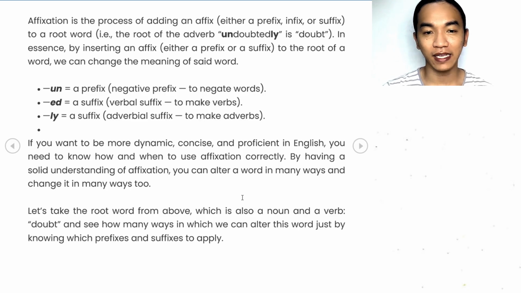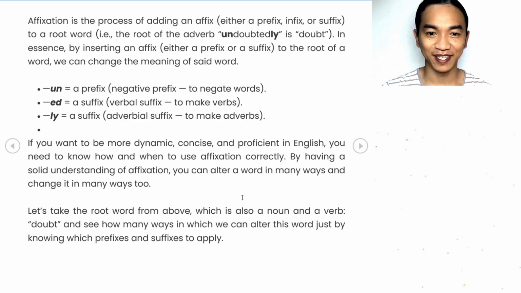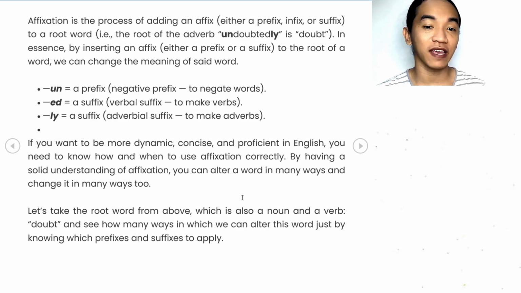Like for examples here, we have un as a prefix. So it's a negative prefix to negate a word, to make it negative. We also have ed as a suffix, which is usually a verbal suffix to make a verb. Okay? And we have ly, a suffix. It's an adverbial suffix to make adverbs. Okay? So these are just some of the examples.